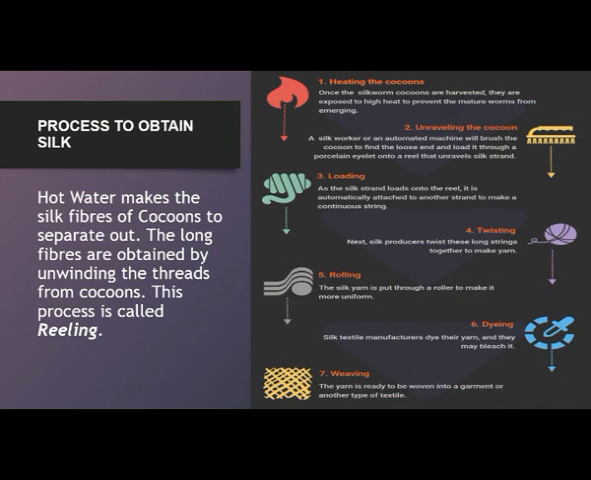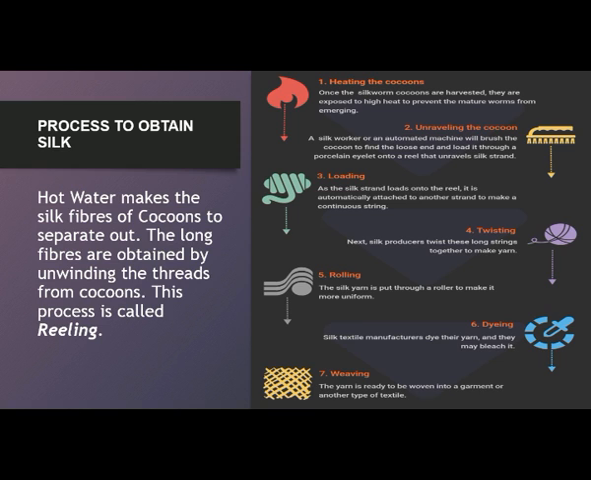The next is the process in short, as shown, of how we obtain fibers from the cocoon. Heating of the cocoon first. Once the silkworm cocoons are harvested, they are exposed to high heat to prevent the mature worms from emerging. Unraveling the cocoon: a silk worker or an automated machine will brush the cocoon to find the loose end and load it through a porcelain eyelet onto a reel that unravels silk strands. The next step is the loading. As the silk strand loads onto the reel, it is automatically attached to another strand to make a continuous string.